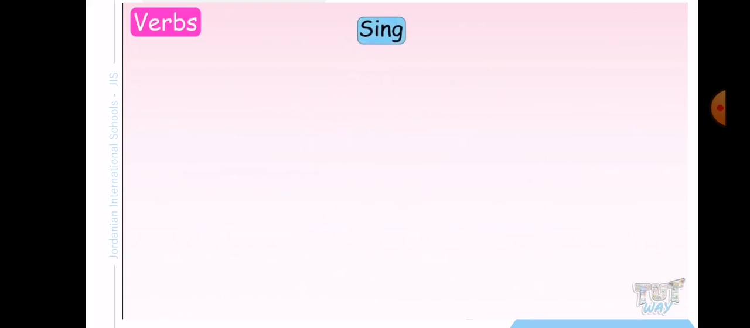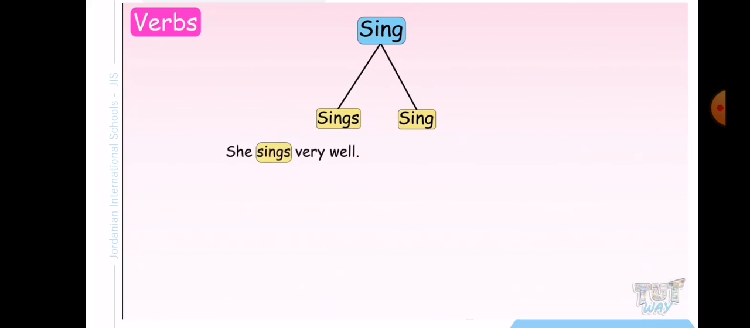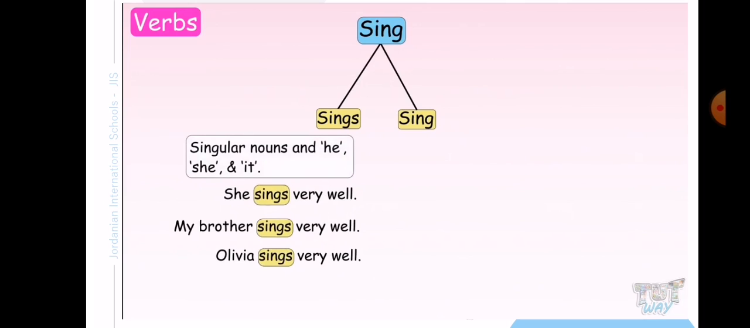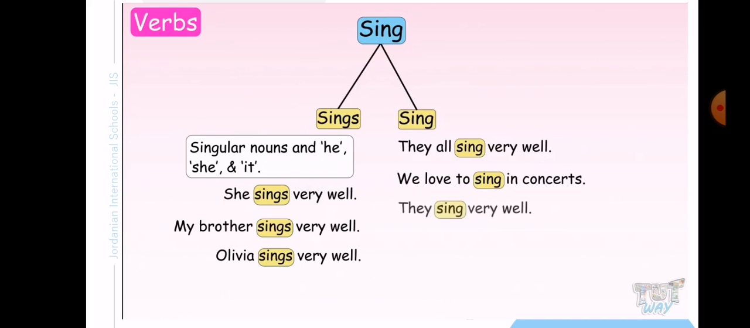The verb sing has two forms, sing and sings. Where do we use sings? She sings very well. My brother sings very well. Olivia sings very well. Now let's learn about the usage of sing. They all sing very well. We love to sing in concerts. They sing very well. Both my brother and sister sing very well.